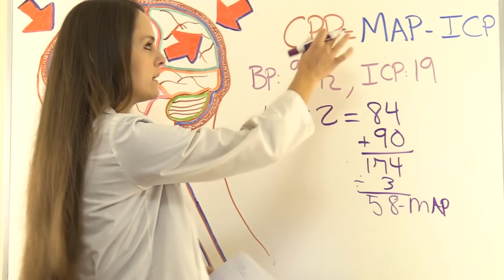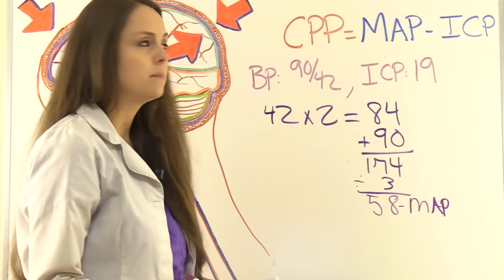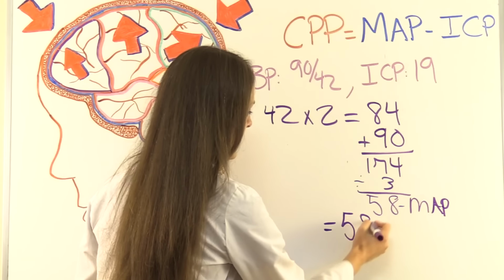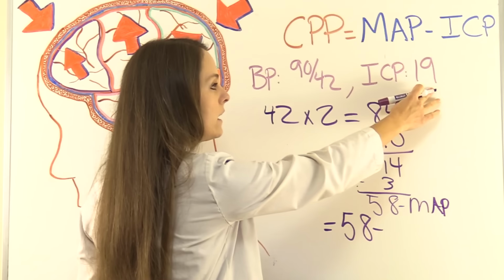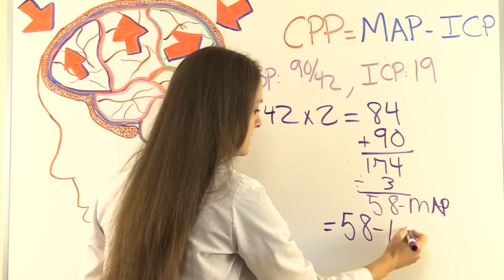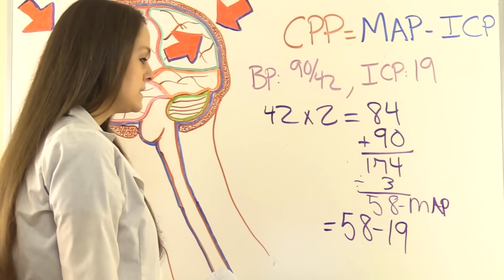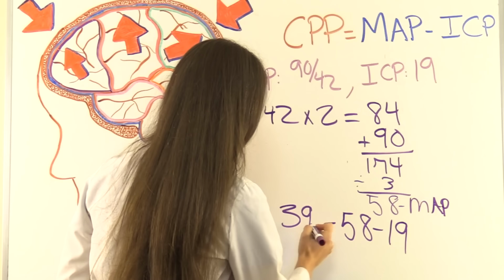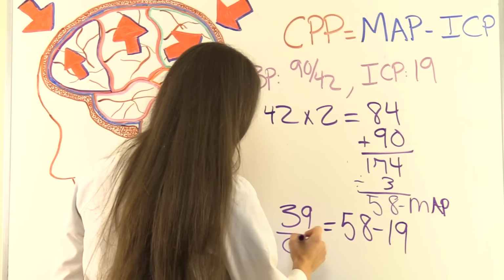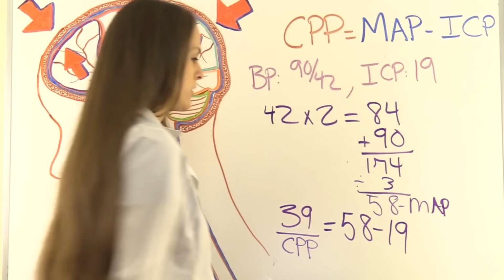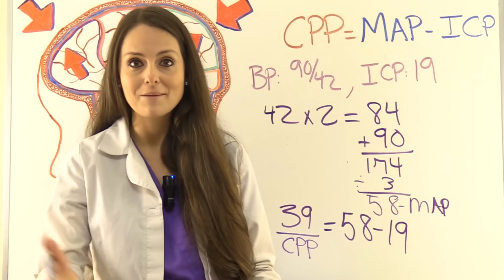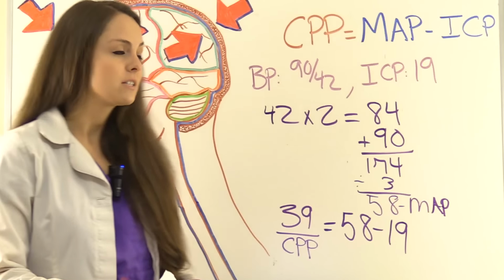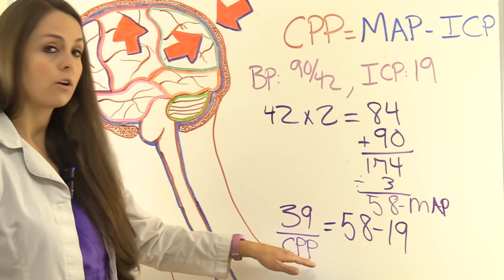Now we're ready to plug it in so we can figure out our CPP. So 58 minus our intracranial pressure, which is 19. And 58 minus 19 is 39. And this is our cerebral perfusion pressure. Okay, what was that normal number again? It was 60 to 100. So this patient's CPP is not good at all.